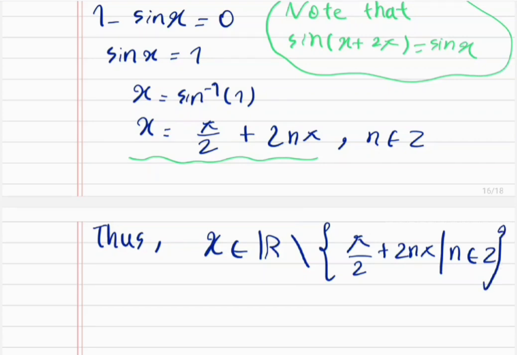So basically, the whole thing I have written means that the domain of this function is all the real numbers except those x values that satisfy this condition, which can be one of these cases where pi over 2 plus 2 n pi is satisfied, and n is in Z.